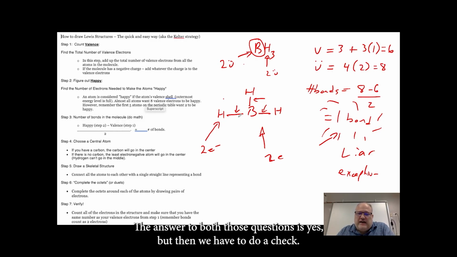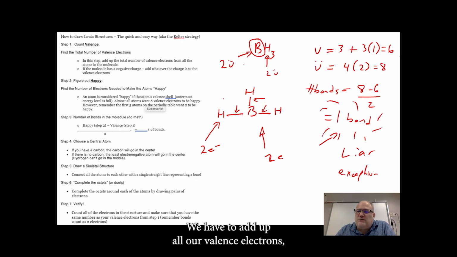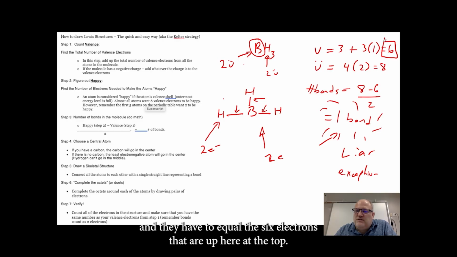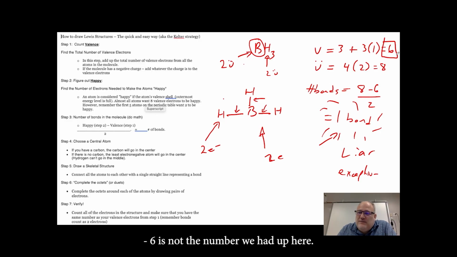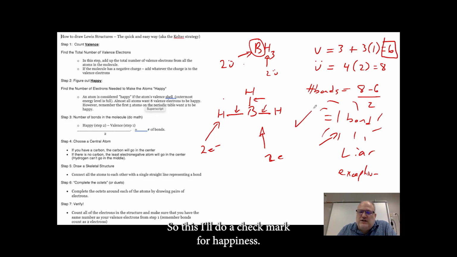But then we have to do a check. We have to add up all our valence electrons, and they have to equal the 6 electrons that are up here at the top. So if we do the math here, it's going to be 2, 4, 6. If I have 2, 4, 6, isn't that the number we had up here? So this, I'm going to do a check mark for happiness, this is the correct way to draw the structure.